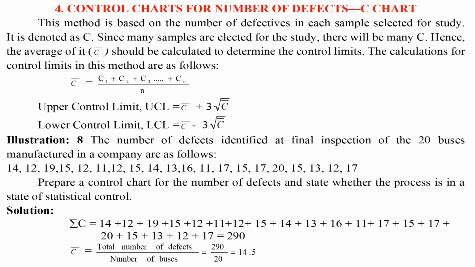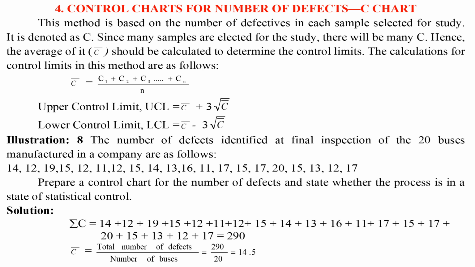4. Control charts for number of defects, C chart. This method is based on the number of defects in each sample selected for study. It is denoted as C. Since many samples are selected for the study, there will be many C. Hence, the average of it should be calculated to determine the control limits. The calculations for control limits in this method are as follows. Upper control limit, UCL equals C bar plus 3 square root of C bar. Lower control limit, LCL equals C bar minus 3 square root of C bar.